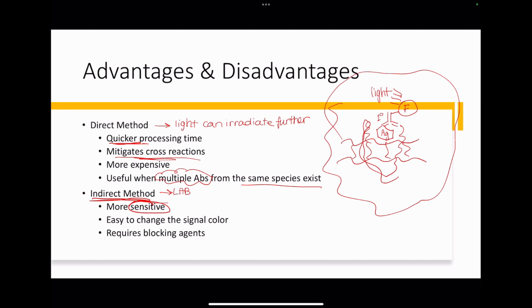Additionally, it's easy to change the signal color. So as mentioned previously with that avidin-biotin complex staining, we can have brown, but we can switch out the avidin-biotin complex for some other complex that maybe produces a different color, maybe a red color or a purple color or something like that. And this is very easy to derive and obtain commercially. So easy to purchase for lab.